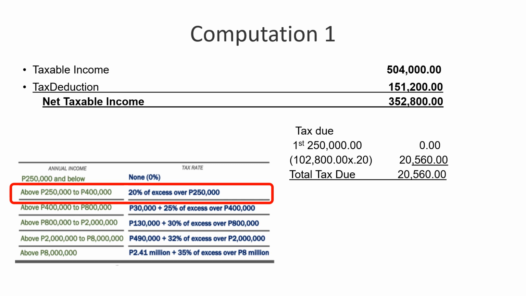352,800. Sabi natin, first 250 is zero tax under TRAIN law. So, the first 250 is 0. So, yung isa-subject lang natin, yung excess sa 250. That's 102,800 times 20%. So, that's 20,560. So, yung total tax due na babayaran natin ngayon is only 20,560.